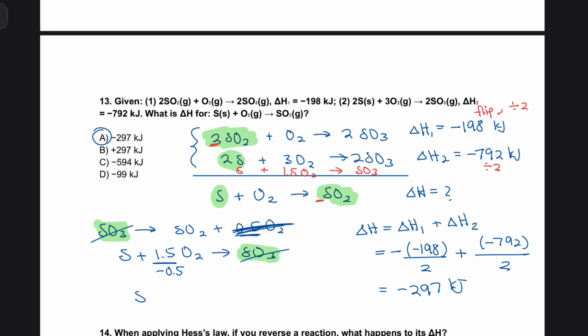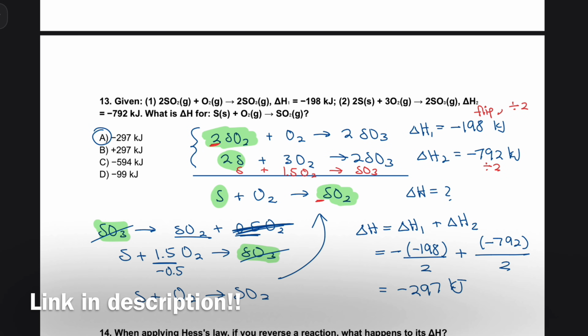So our final equation will be S plus O2, and then I'm left with SO2 on this side. And that's the same as the equation that they wanted. So on opposite sides, coefficients subtract from each other. On the same side, they add. And if you're still confused, you can find more in the other video. It's titled Hess's Law Problems, and it'll make more sense when you watch that.